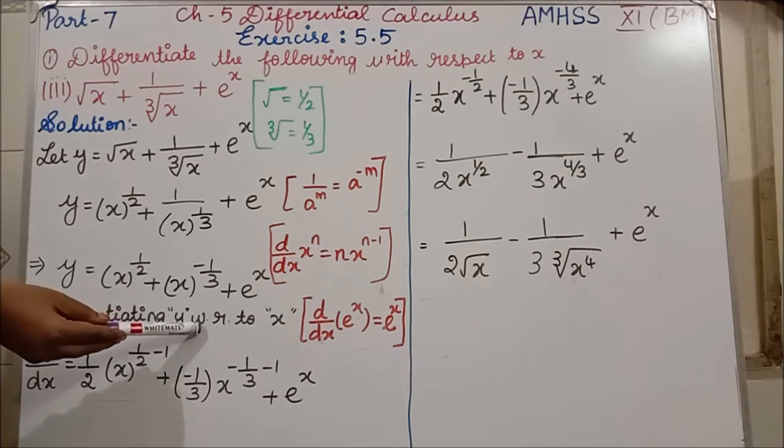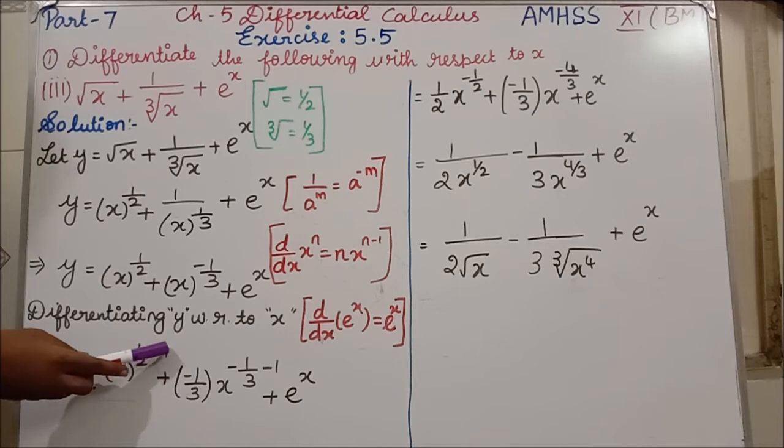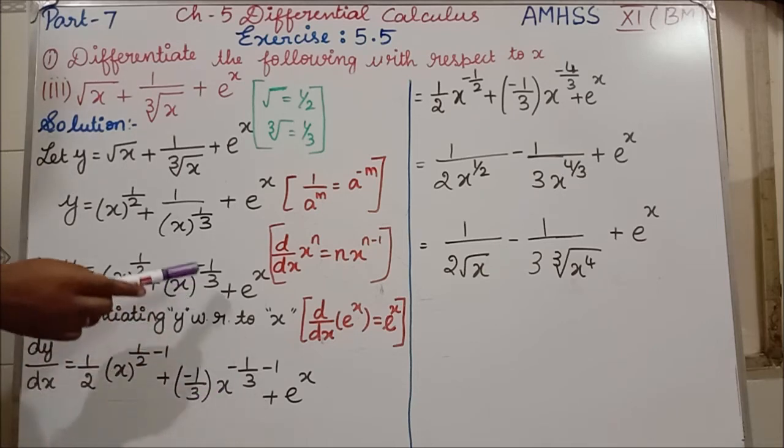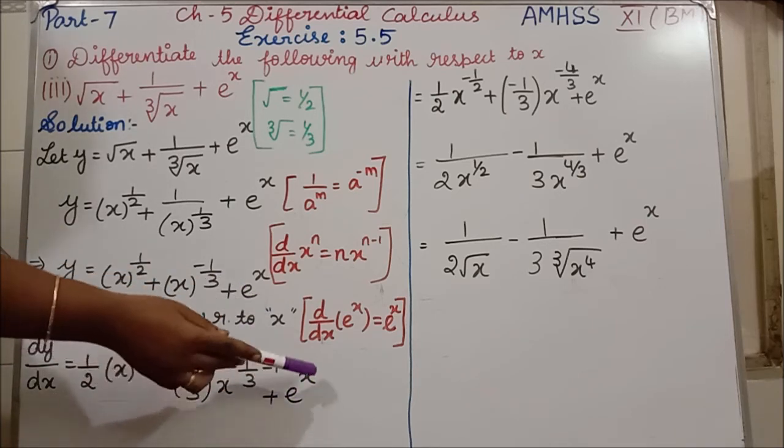Differentiating y with respect to x. Now, dy by dx equal to, what formula will we apply? The x power n formula, which means n into x power n minus 1. That is our formula. In the power we have 1 by 2, so 1 by 2 x power 1 by 2 minus 1, plus minus 1 by 3 comes, minus 1 by 3 x power minus 1 by 3 minus 1. Clear? Plus e power x.